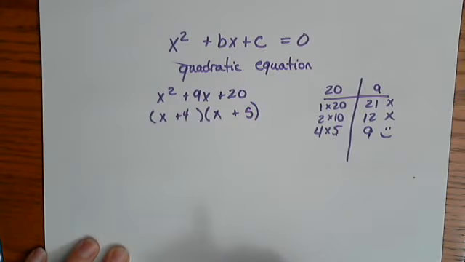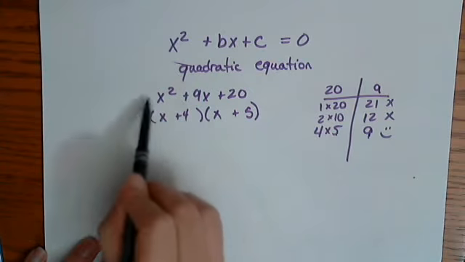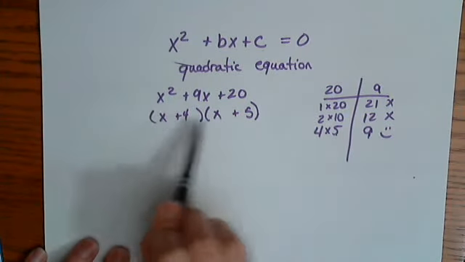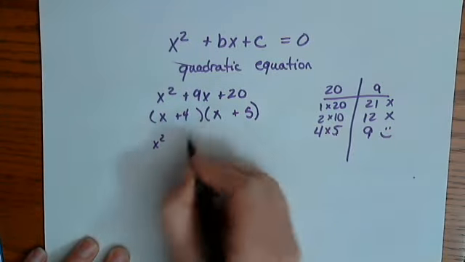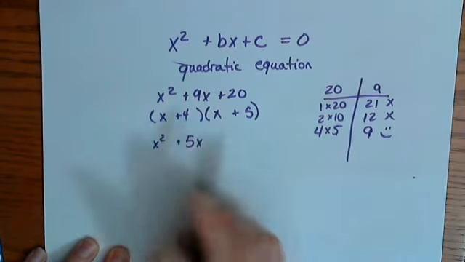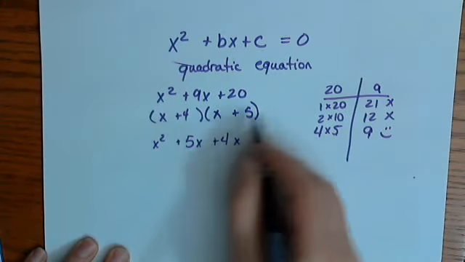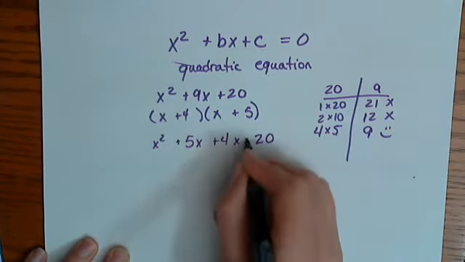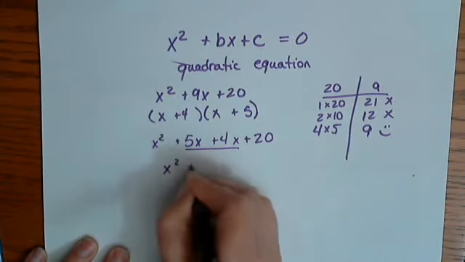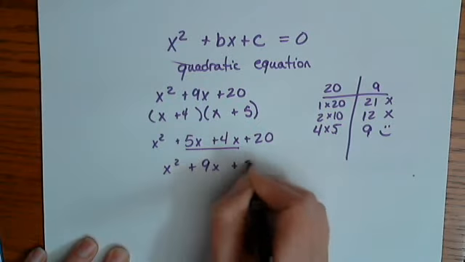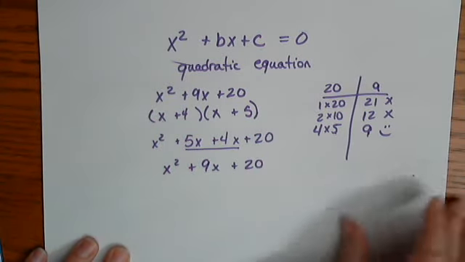And just because it's good to double check to make sure we got the right thing, let's FOIL these back out again and make sure that we get what we started with. So x times x is x squared. X times 5 is 5x. 4 times x is 4x. And 4 times 5 is 20. And we're going to add those together. Our like terms are in the middle, so we get x squared plus 9x plus 20. Ta-da, just like what we started with. Isn't it neat how that works out?